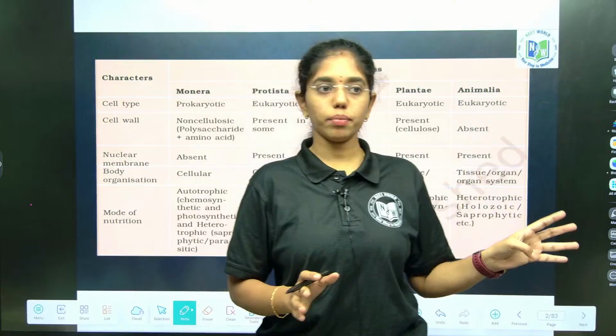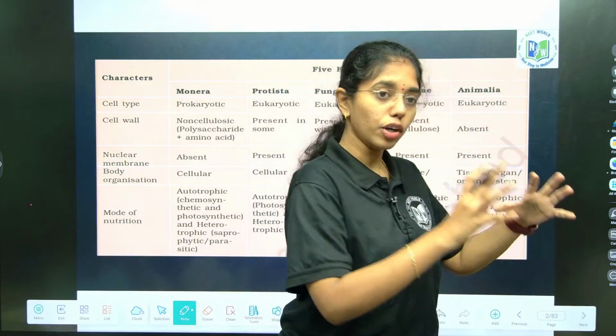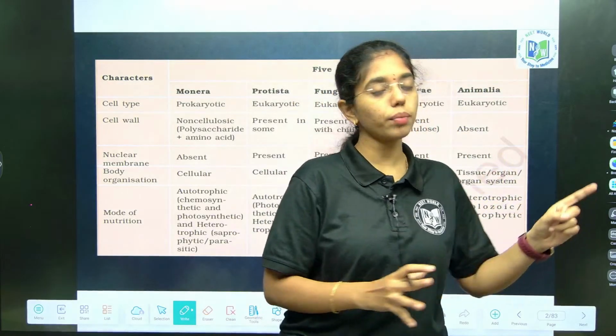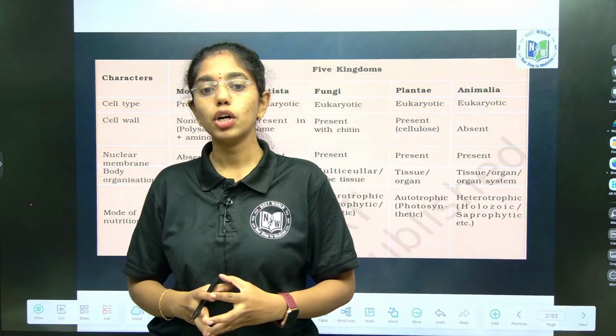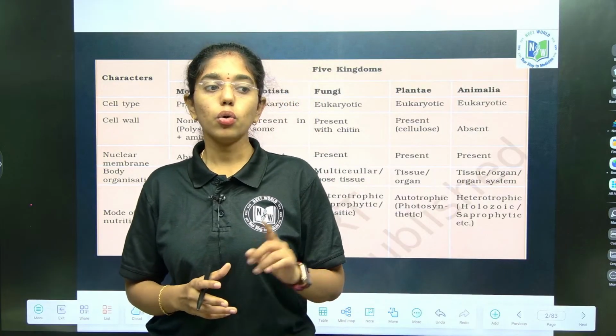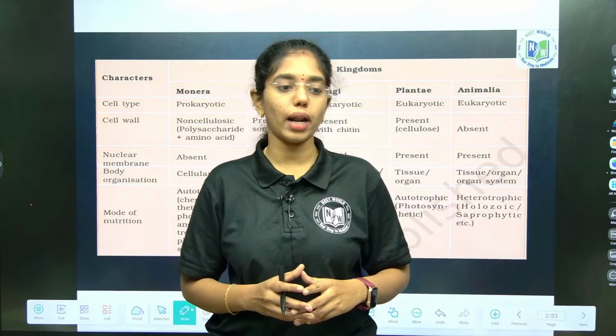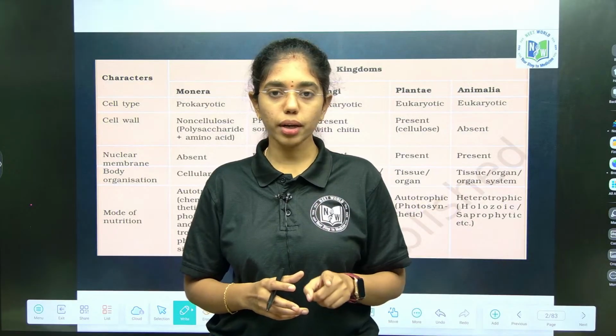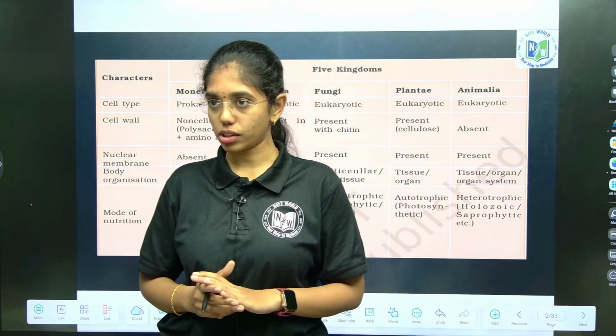In 4 kingdom, to separate the unicellular prokaryotes, one more kingdom is introduced. What is that? Monera. Okay. Who has introduced that? Copeland. Copeland introduced the new kingdom Monera in the 4 kingdom system of classification.